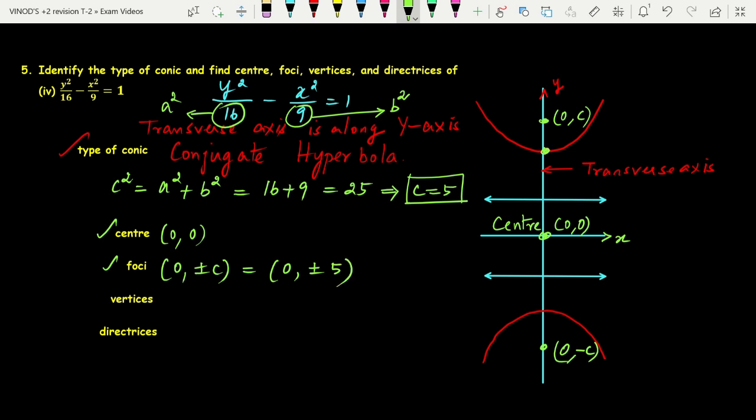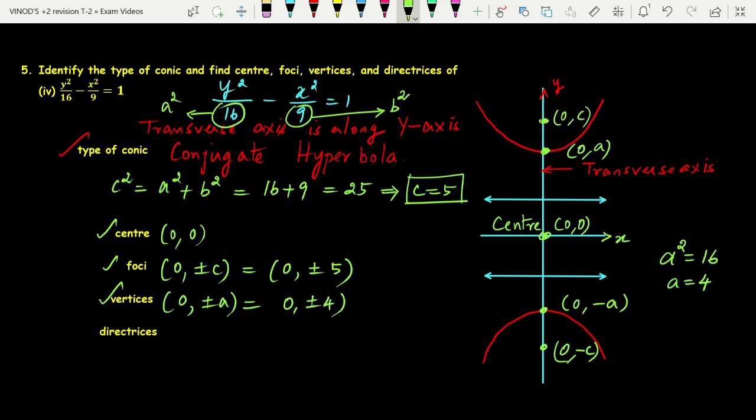Vertices. The vertex above the x-axis is 0, a. The vertex below x-axis is 0, minus a. So coordinate of vertices is 0, plus or minus a value. Since a square is equal to 16, from the equation a square is 16, so a is equal to 4. So vertices 0, plus or minus 4.